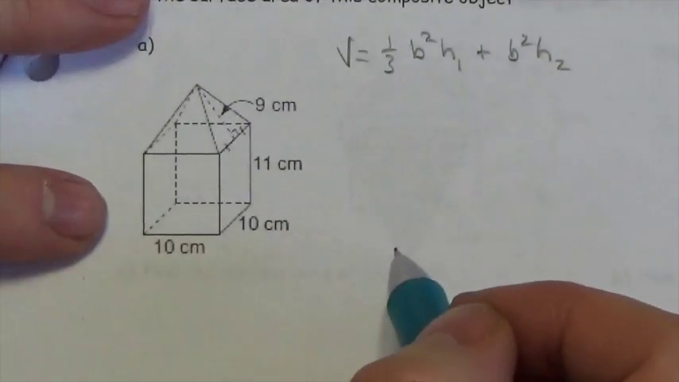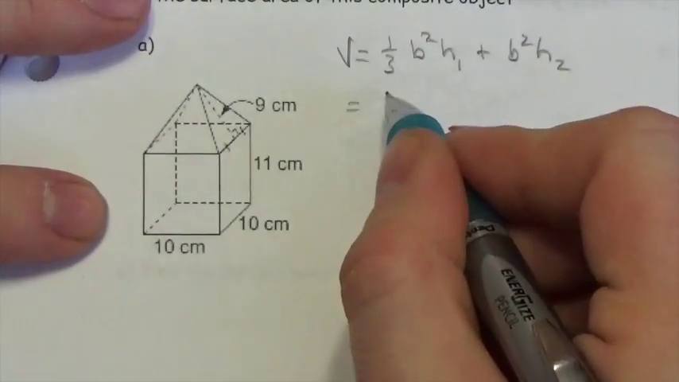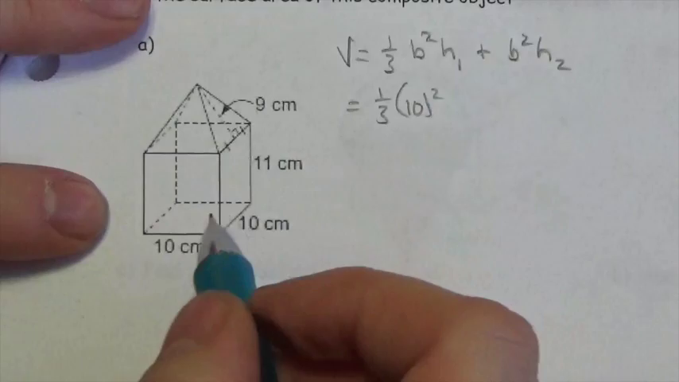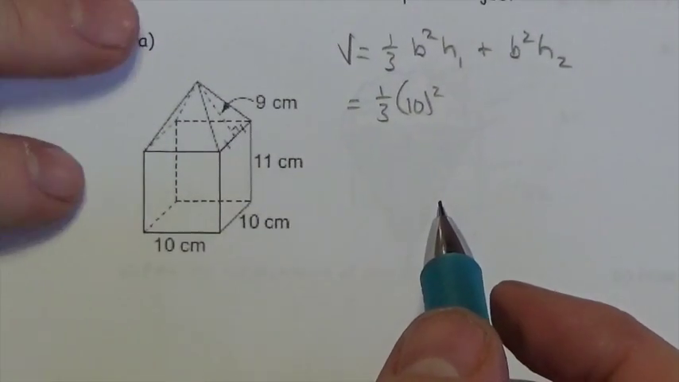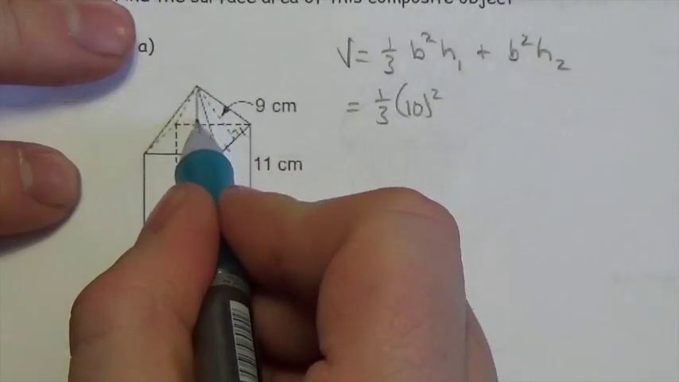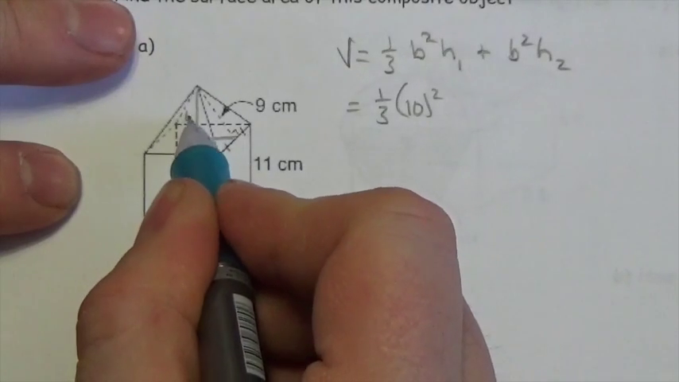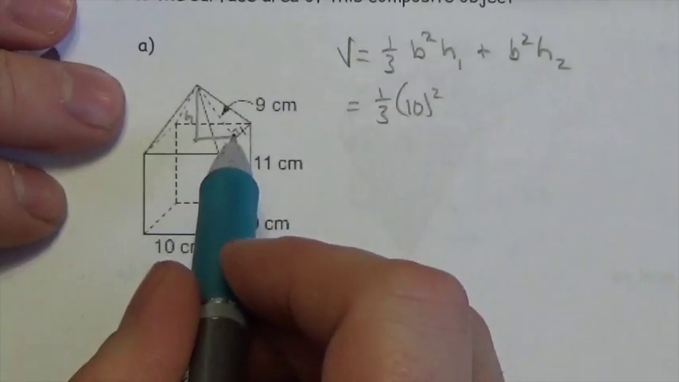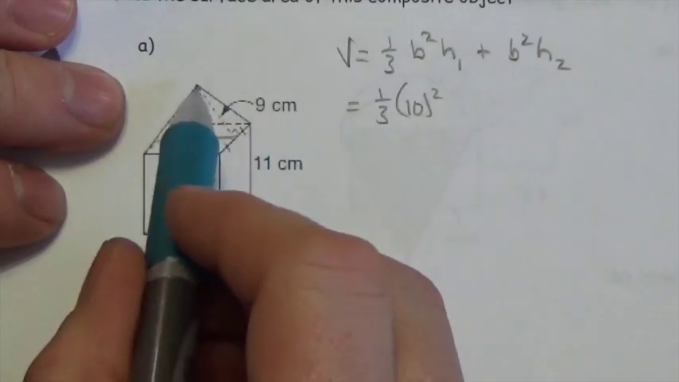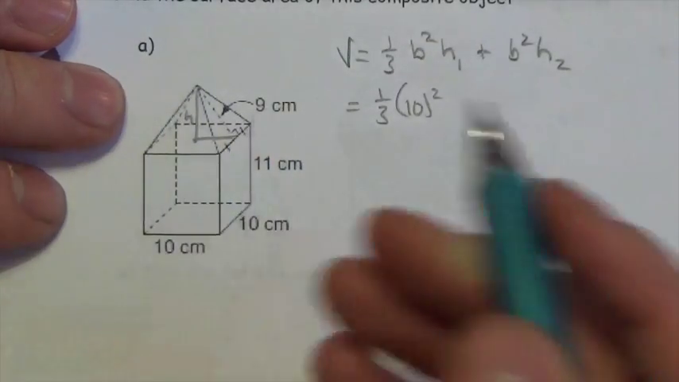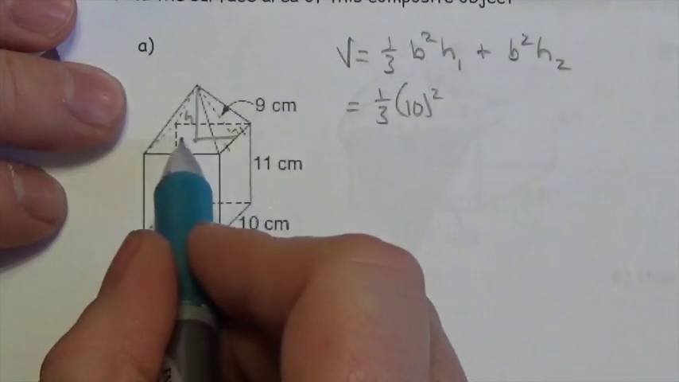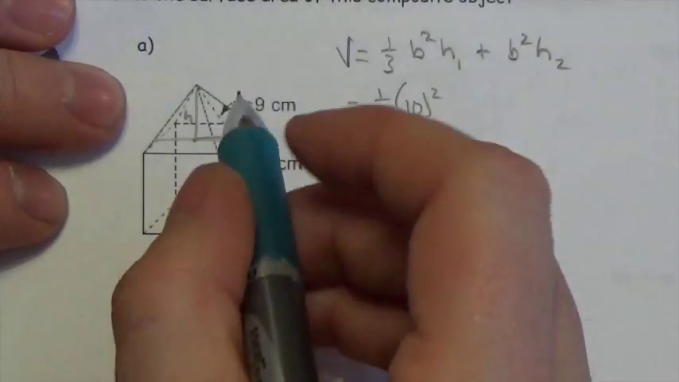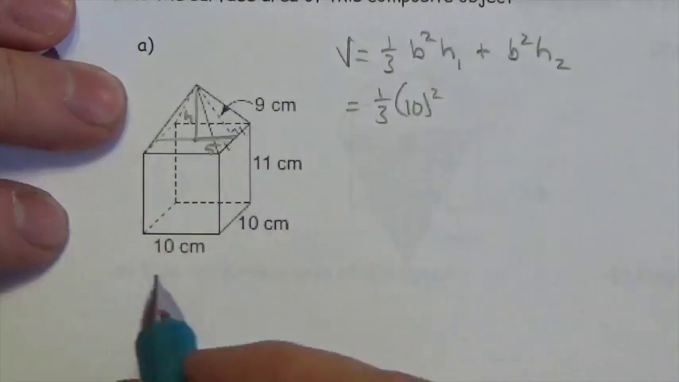Now let's take a quick look at this pyramid. This will be 1/3. The base is 10, so 1/3 10 squared times the height. Well, okay, this is what I'm looking for. I want the height right there. That 9 is the slant height. So that becomes my hypotenuse. Now, if I extended this bottom line all the way across, I know that would be 10. But it's not all the way across. It's got to be 5 then.